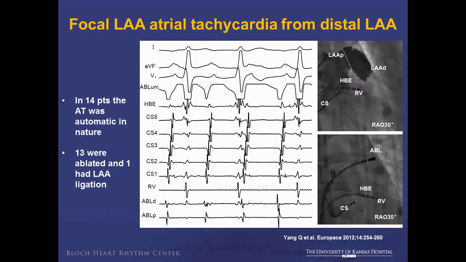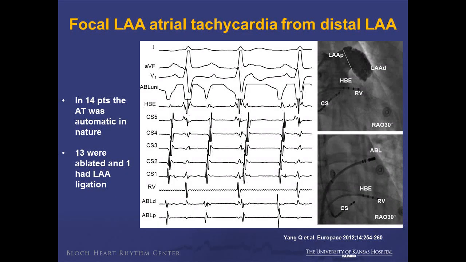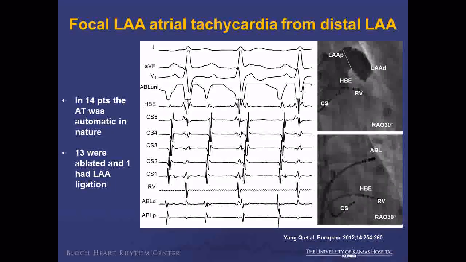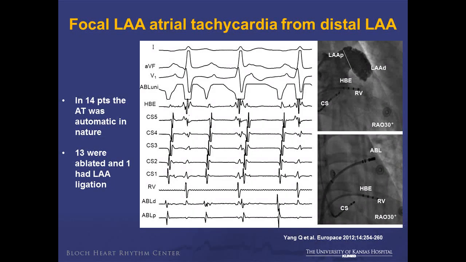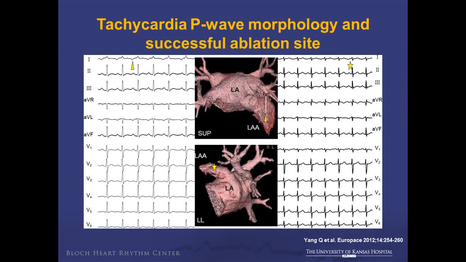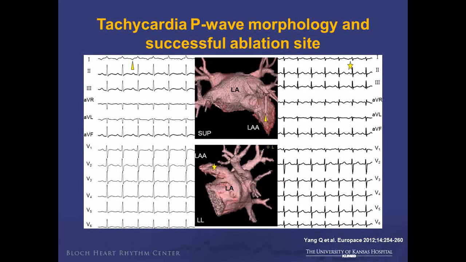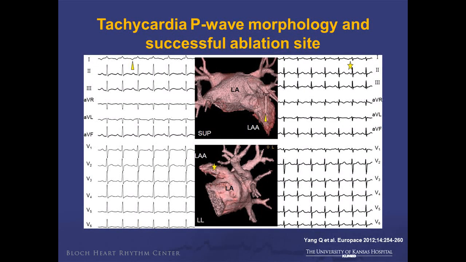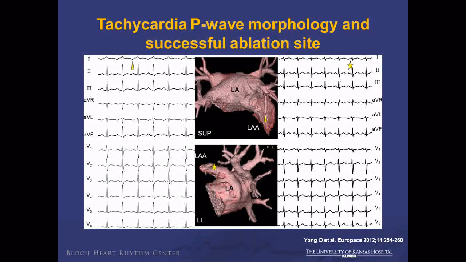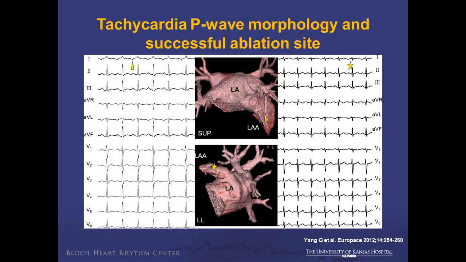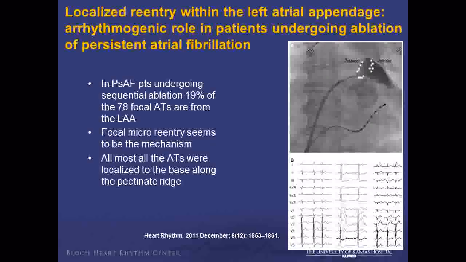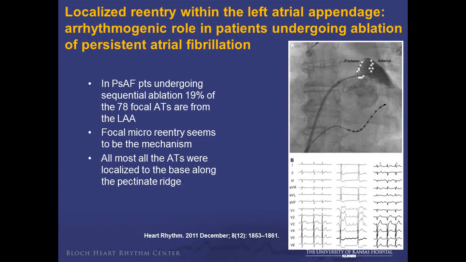This is a small case series from Kwang et al. There were 14 patients where the tachycardia was automatic in nature, and in 13 of these they were able to successfully ablate it endocardially. One patient required a left atrial appendage ligation because they could not get the tachycardia ablated with radiofrequency ablation. You see that most of these tachycardias seem to be coming from more distal aspects of the appendage.